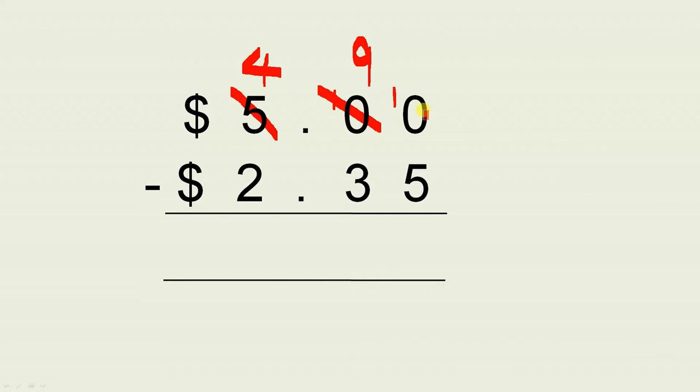Now we can do our sum. So 10 take away 5 is 5. 9 take away 3 is 6. Always put the decimal point in. And 4 take away 2 is 2. So $5 take away $2.35 gives us $2.65. And that's what we'll be doing throughout the video when we're calculating change.